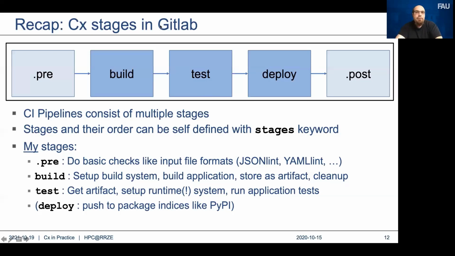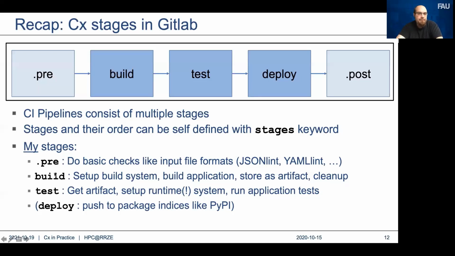So what I do in the Liquid project is basically I use the pre stage to do some basic checks for the input file format, like linting and so on. In Liquid we have a list of performance events. It's a big text file for each architecture, and I check the format of this text file, for example, whether it's a valid format for Liquid to read it at compilation time.